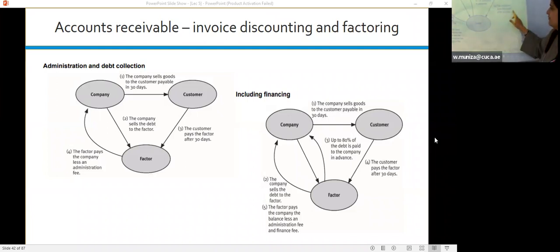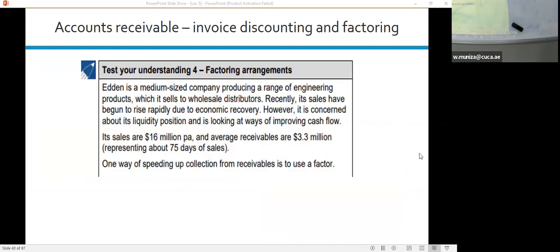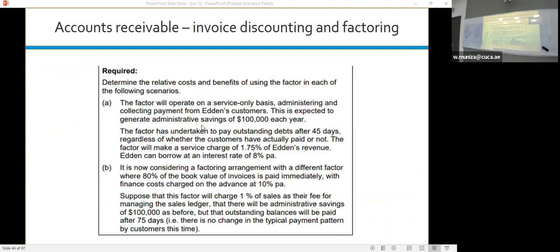The customer pays the factor after 30 days. And number four, what is going to happen? Yes, the customer pays the factor after 30 days and the factor pays the company the balance less administration fee and finance. So this is the normal difference. Okay, now understanding number four is there. This is very, what we can say, common sense understanding.